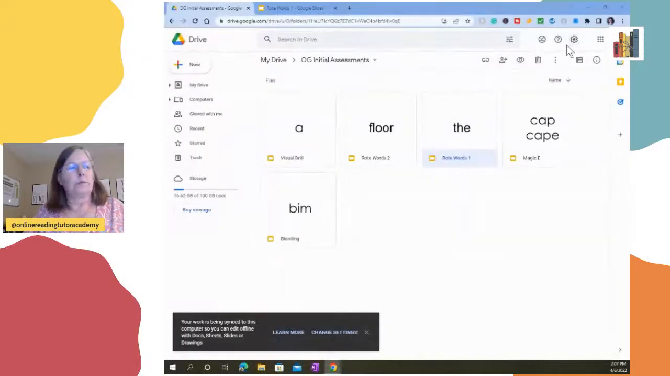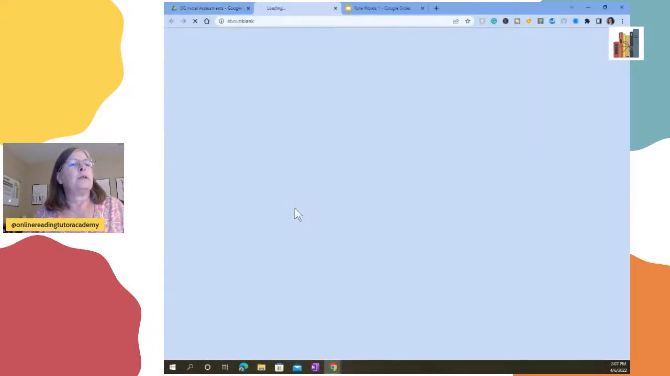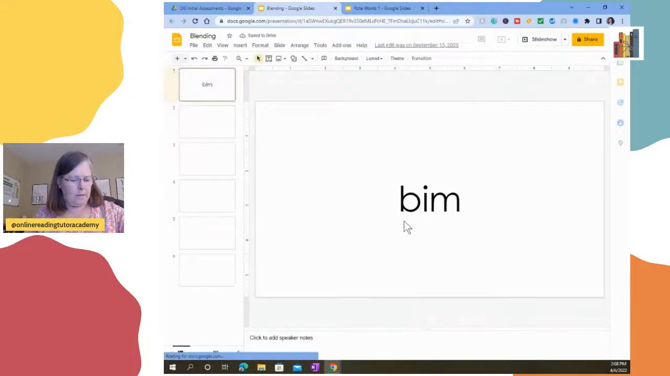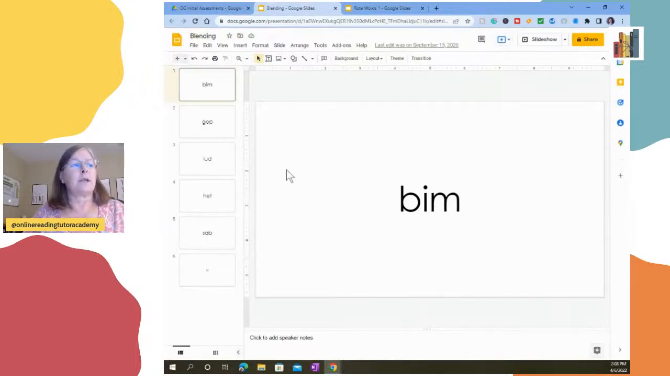Next in my assessment I usually do a blending drill, and the blending drill is in my Google Drive. The blending drill is just 3 letters. I see if they know the letters and the sounds, and then if they can blend them together. Each one is just a different vowel.